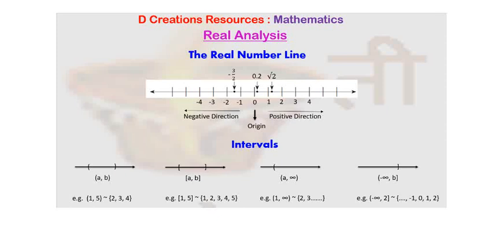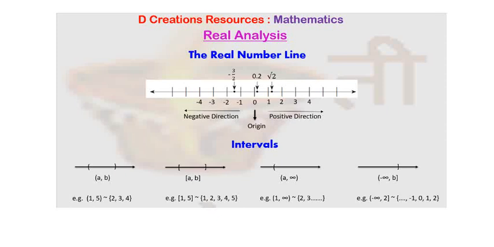Now if the line is horizontal, then a point at a convenient distance to the right of the origin is chosen to represent the number 1. This is going to determine the scale. Whatever the distance between 0 and 1, that much distance will be used every time you are increasing or decreasing the number by 1.